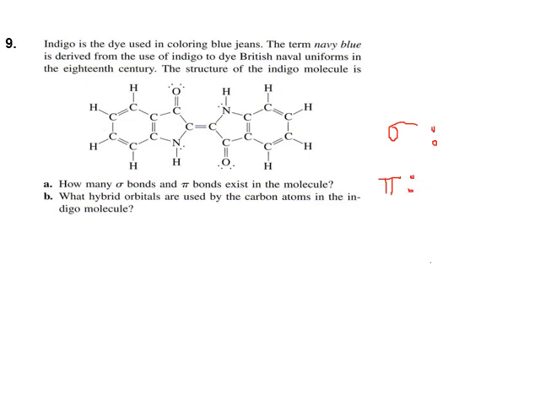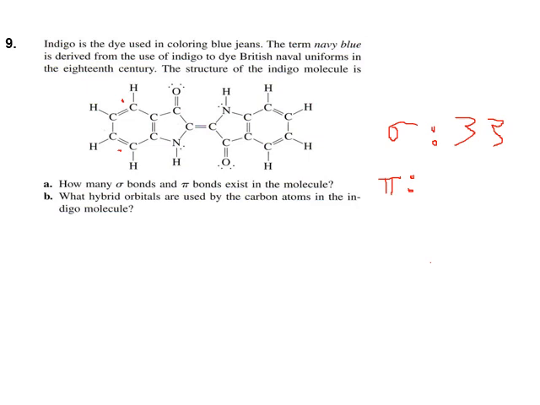To count the sigma bonds, you just count the total bonds. So count every bond one time. If you have a single bond, a double bond, or a triple bond, you count it once. So going from left to right, 1, 2, 3, 4, 5, 6, 7, 8, 9, 10, up through 33. So we have 33 sigma bonds, and that's just the total number of bonds.